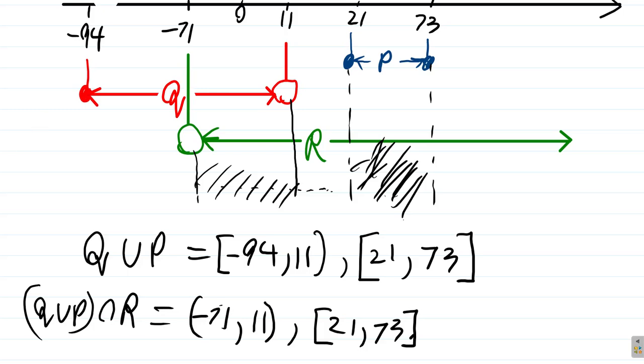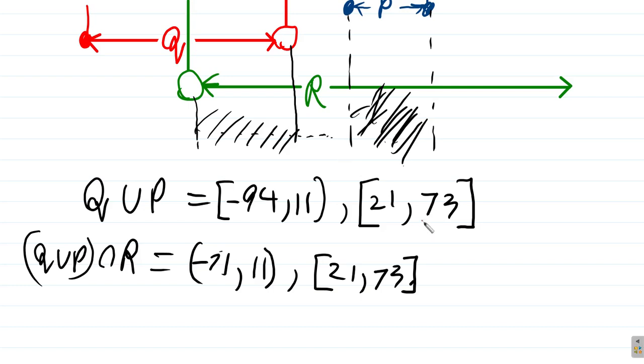Remember, there's an empty space for Q union P. So even though R is here, the Q union P is not here. So you leave this out. So that's what we have there.